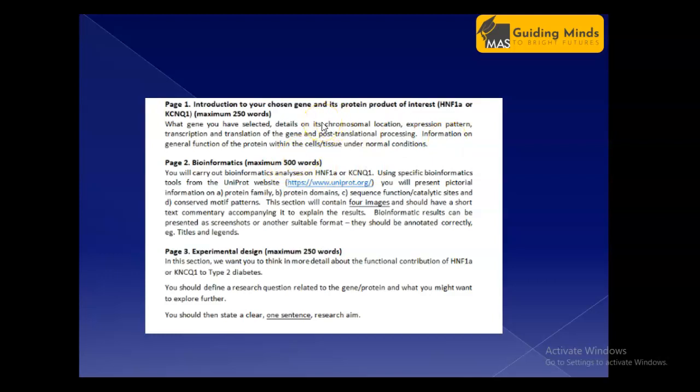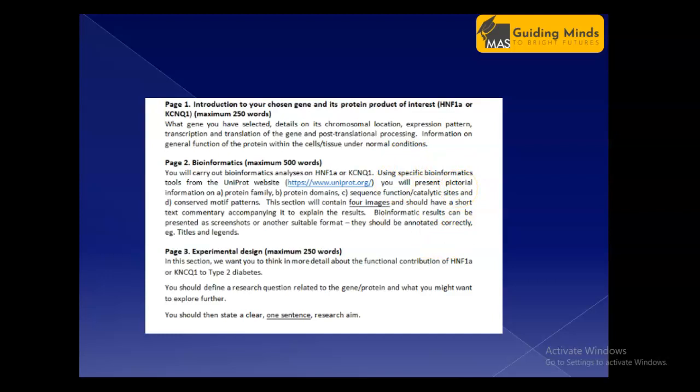From chromosomal locations to post-translational processing, these are the cellular processes that a gene has undergone to make up a functional protein. And after that it is asking what the gene or the protein product is expected to function as. After that, it says we have to carry out our bioinformatic analysis on the selected gene, that is one selected gene, and using a particular software which is UniProt software.